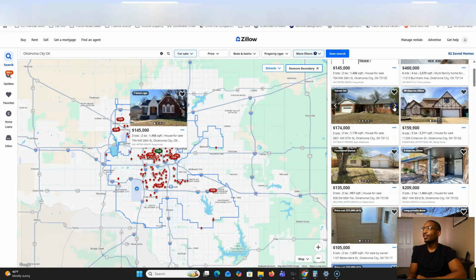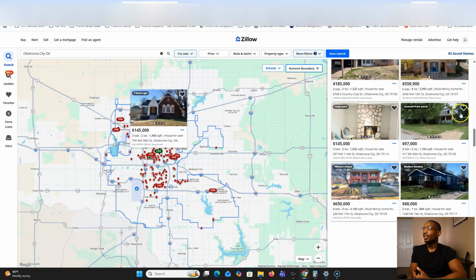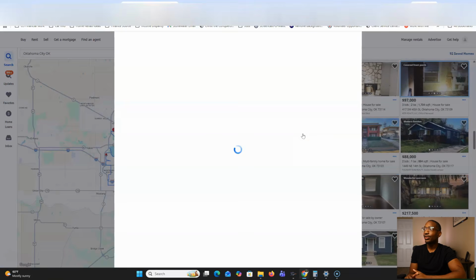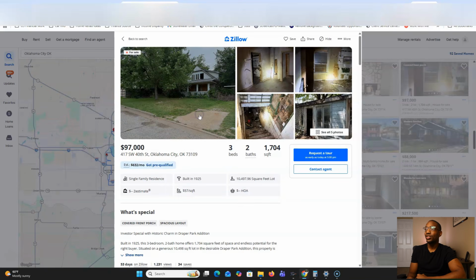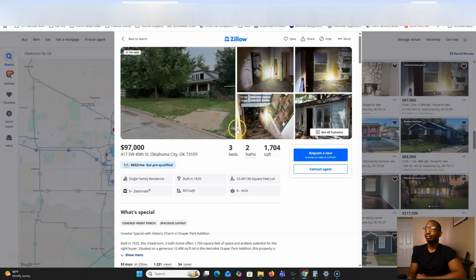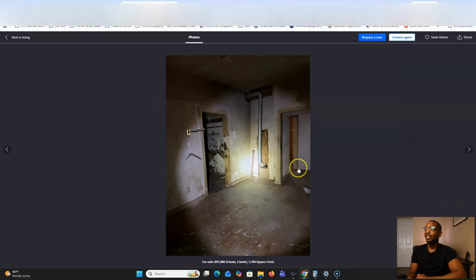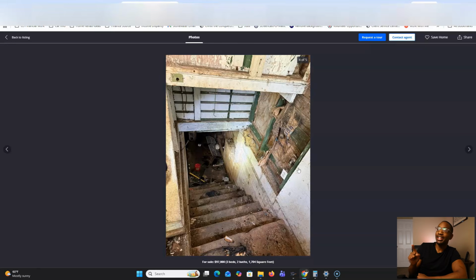All right, let's go down. Investor special. Okay, these houses look good. Investor. Okay, we got a rough house right here. So this house right here is $97,000 and it needs a ton of work. You see this right here? Look at this picture. It looks like a ghost house, honestly. That needs a ton of work. It probably needs to be way less than $97,000, but this is what I'm talking about.